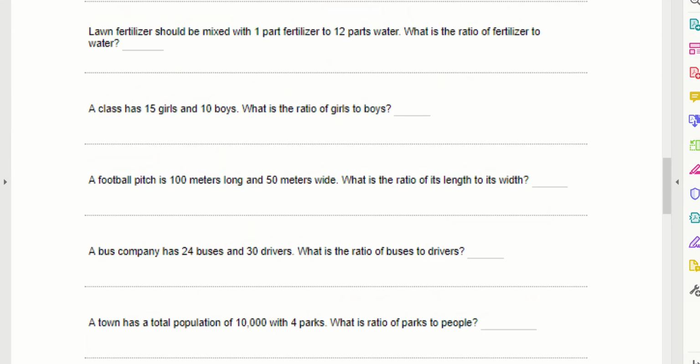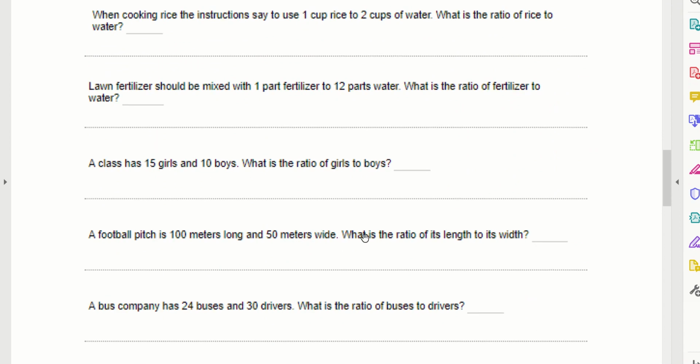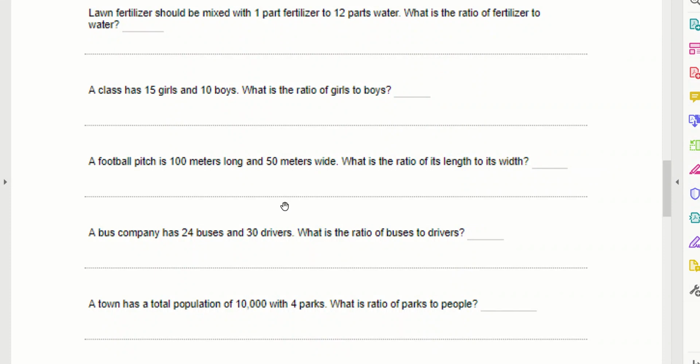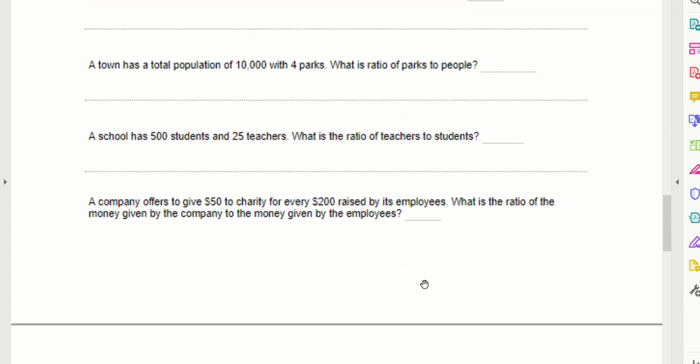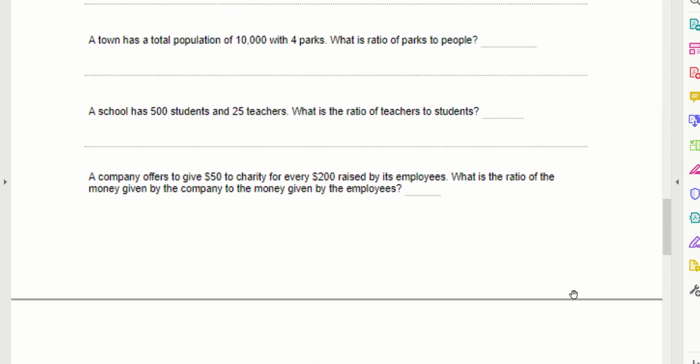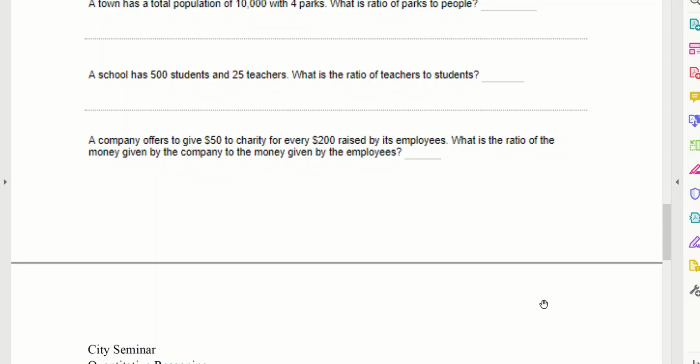And if it asks you something like 15 girls to 10 boys, make sure you're simplifying. 100 to 50, simplify. 24 to 30, simplify. So make sure you're simplifying those and try to understand, is it part to part or part to whole. I'll have solutions for this by the end of the week.